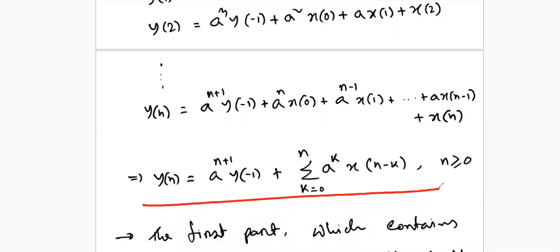This is our expression for what? y(n) = a y(n-1) + x(n). So we have already mentioned that any sort of system can be represented by a difference equation, and this is nothing but a difference equation, of course.